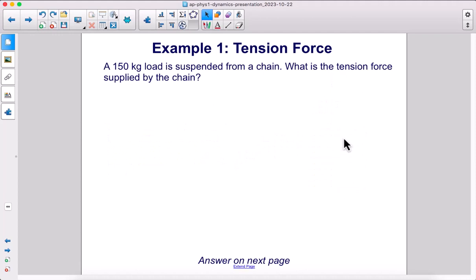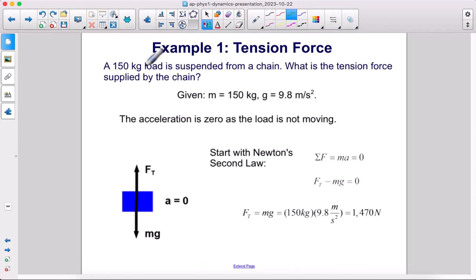A 150 kilogram load is suspended from a chain. What is the tension force supplied by the chain? Alright, seeing as though this load is stationary, it's definitely not accelerating, so a is going to be equal to 0. Forces are only in one dimension, so we'll do Newton's second law for the vertical dimension.